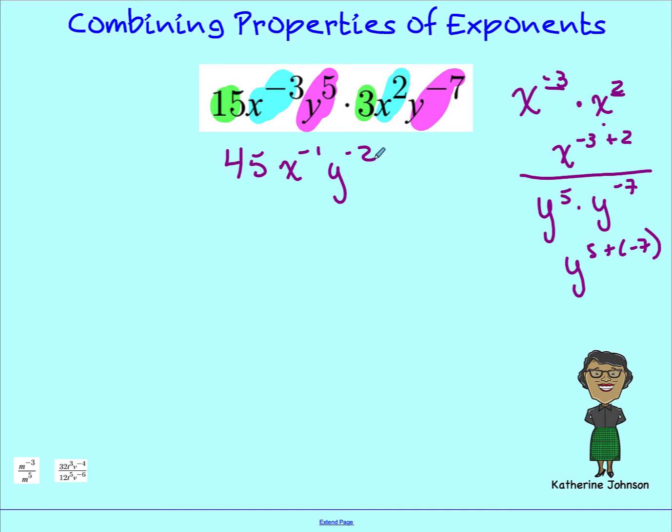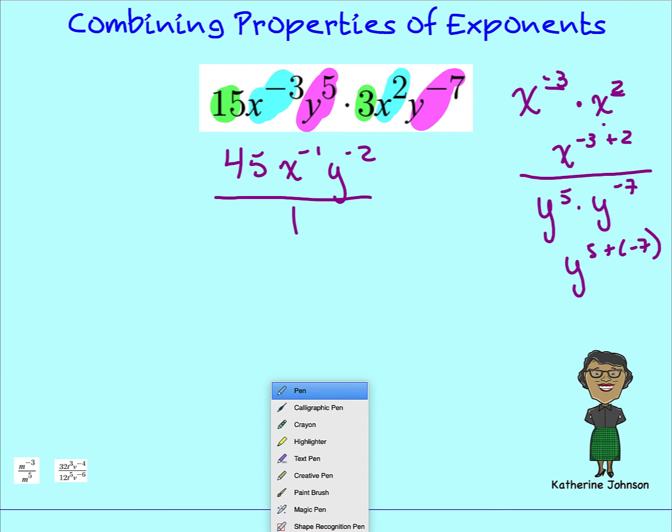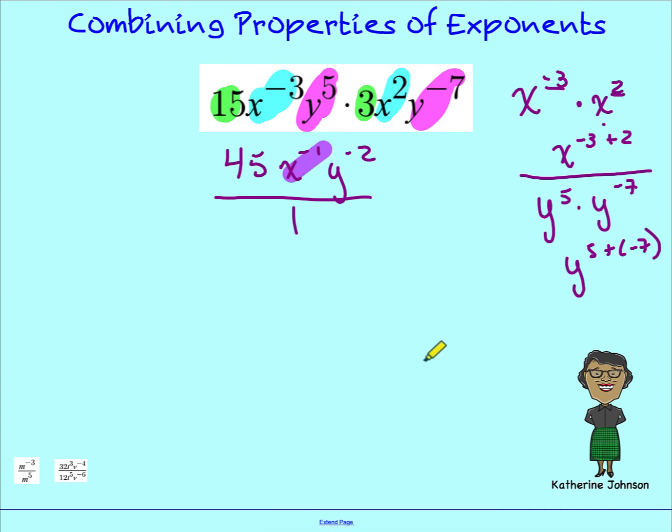So why is this not simplified? It's because I have negative exponents. Remember, a negative exponent says I'm in the wrong part of the quotient. So remember, this is technically all over 1. So who has to move? The things that have to move are the bases with a negative exponent, and that would be my x to the negative 1 and my y to the negative 2.